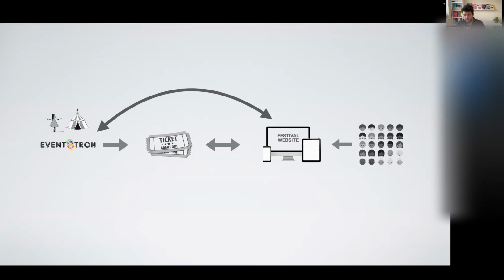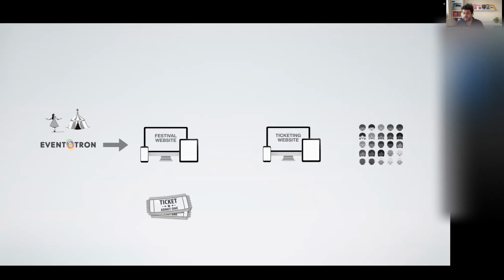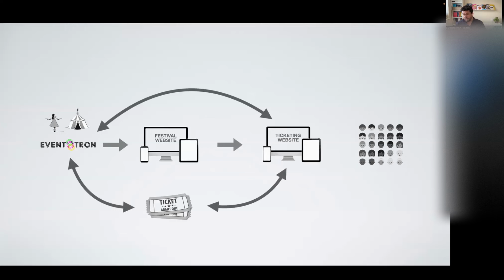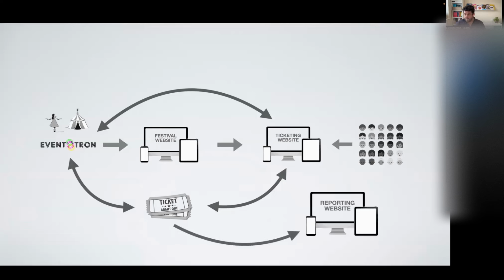So Eventotron also had to talk to the website. The website then had to talk back to the box office, and the box office had to talk to Eventotron. Complicated. It actually is more complicated than that in a lot of situations because clients have a main website and a ticketing website. So all of that had to talk to each other. And then when you finally add in the fact that a lot of box office solutions will have a separate reporting website that artists had to learn how to use, which also had to join this merry-go-round.